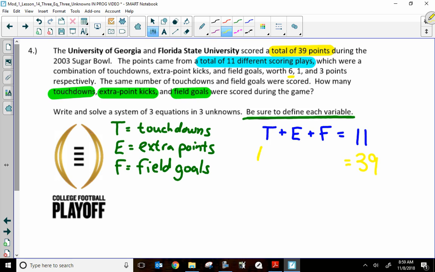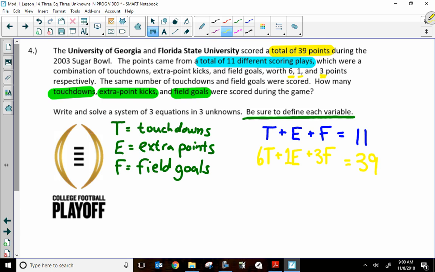So 6 times T plus my extra points are only worth 1. So I can write 1E, or I could just put E here because I don't have to write the 1 here. I'll put it there just because it's in our problem. And each field goal is worth 3 points.